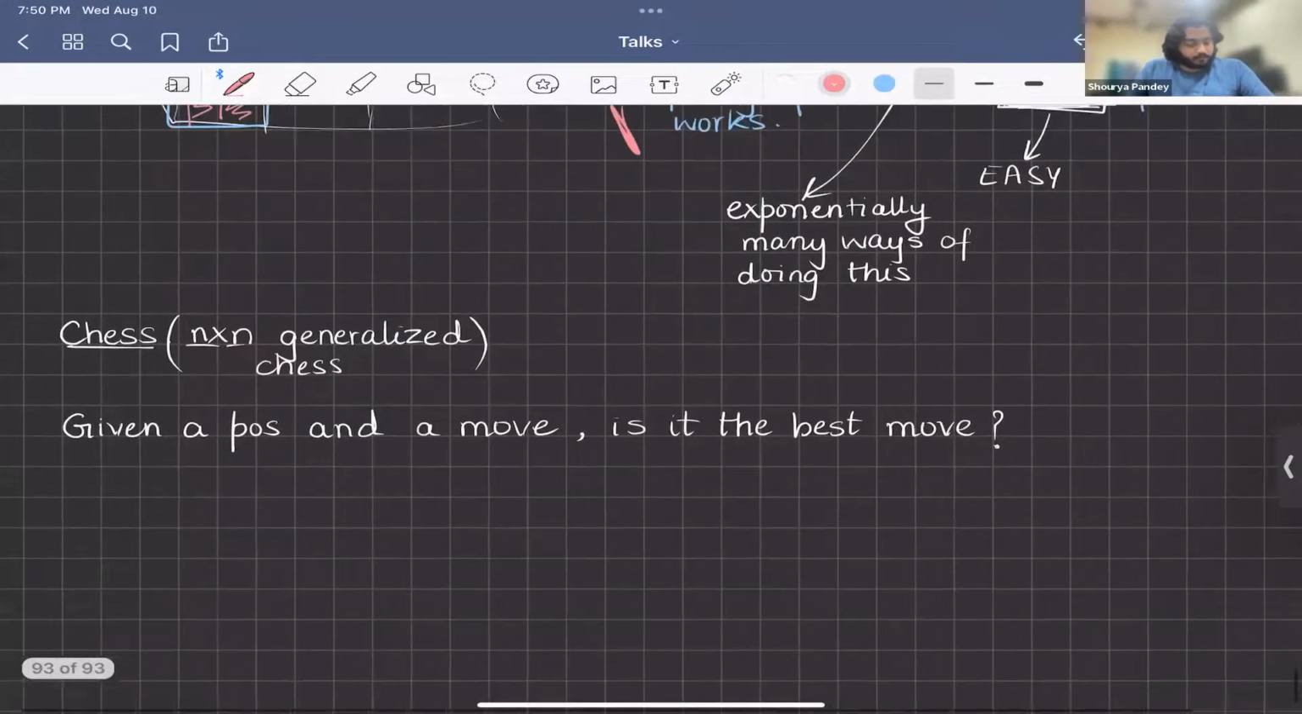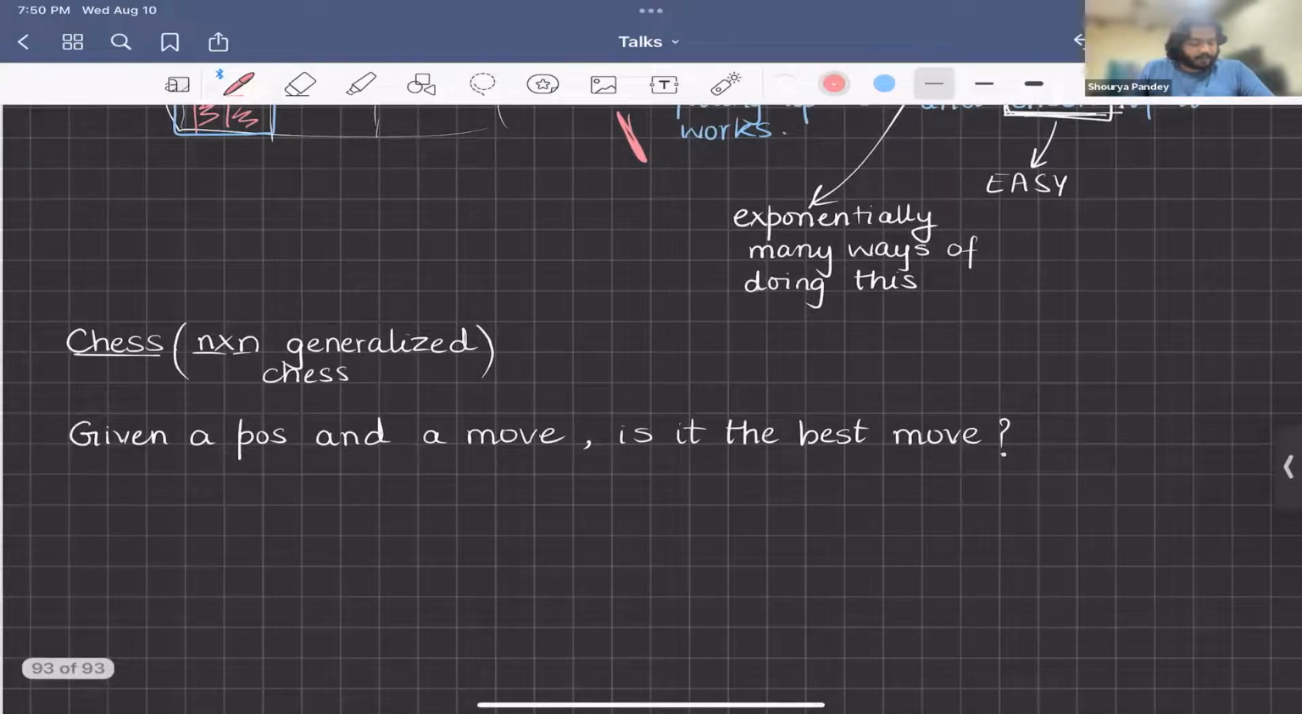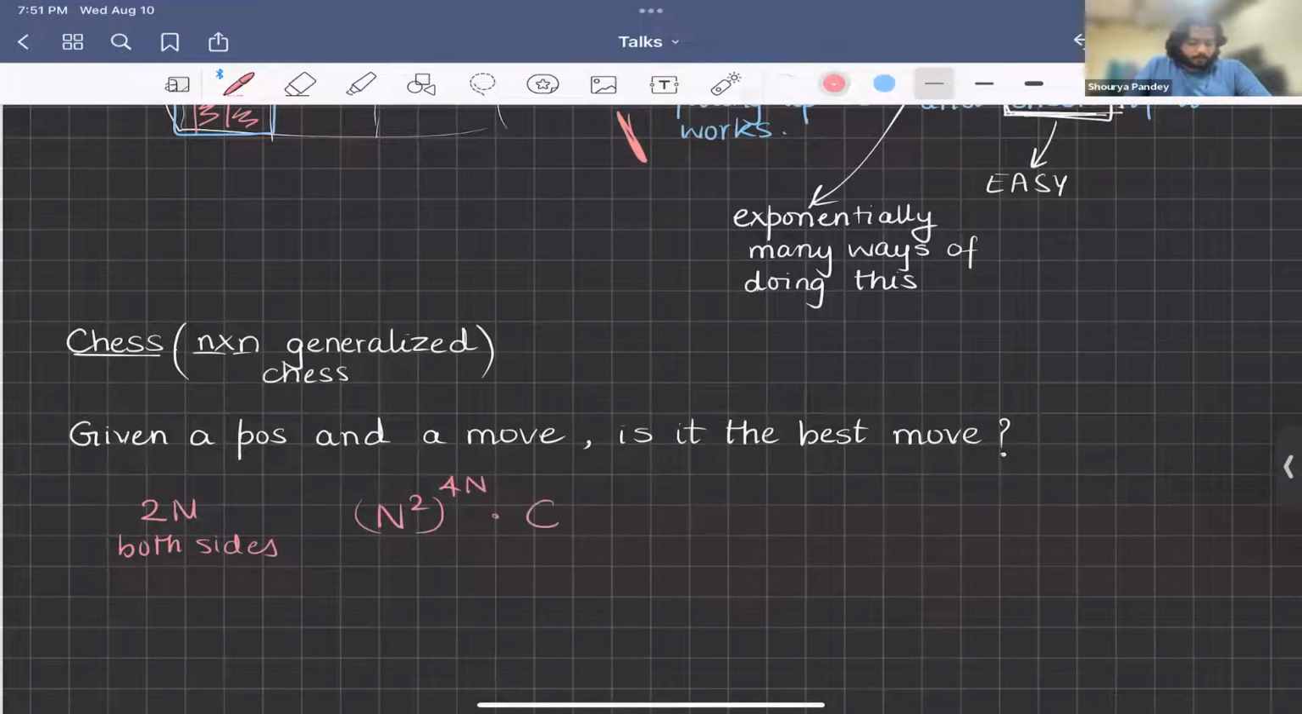Because if there are 2n pieces and each piece can be put in at most n squared squares on both sides, then there are at most n squared raised to 4n configurations times some constant, depending on whether castling is allowed or whose turn it is. It's not just the position, but it also matters whose turn it is and what flags are checked. So those are counted as different configurations.